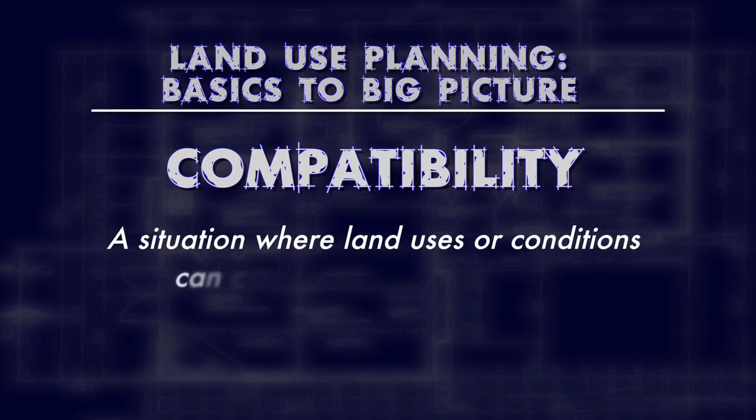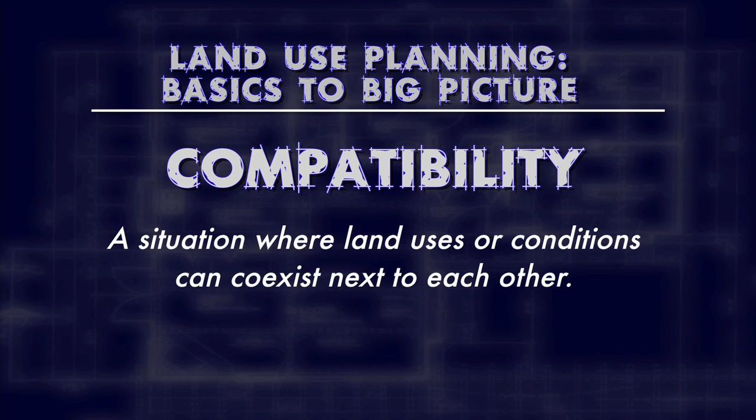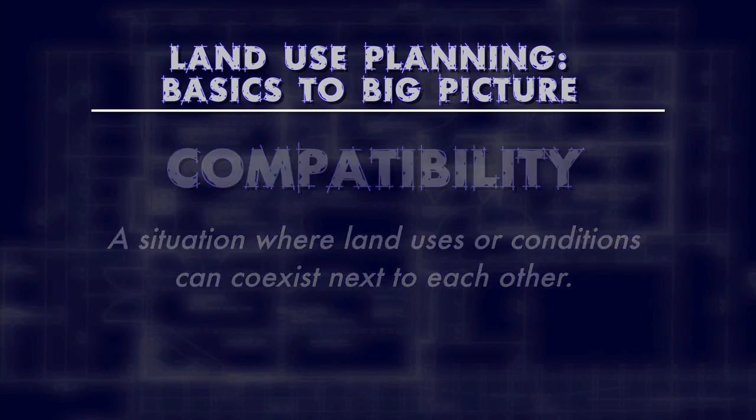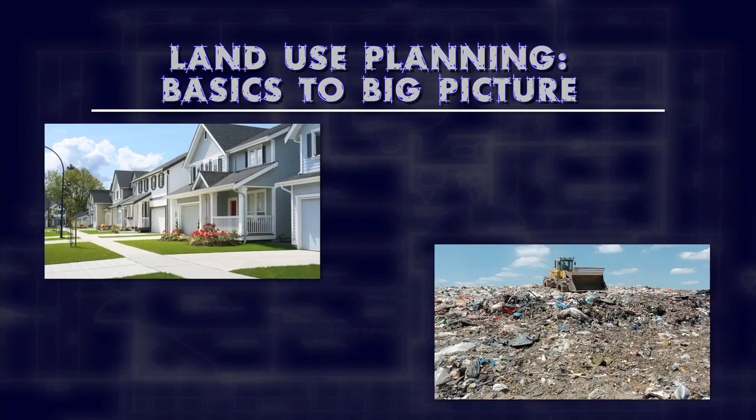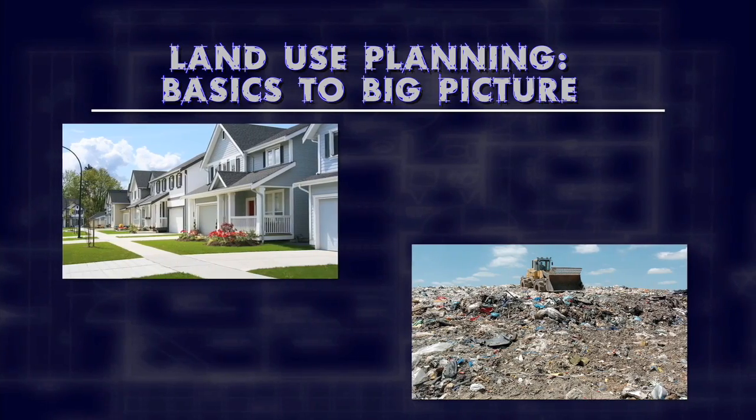Now, developments frequently end up close to one another. In that situation, you'll have to consider compatibility. And compatibility is a situation where land uses or conditions can coexist next to each other. For example, you wouldn't put waste disposal in a residential neighborhood because the land uses are not compatible.